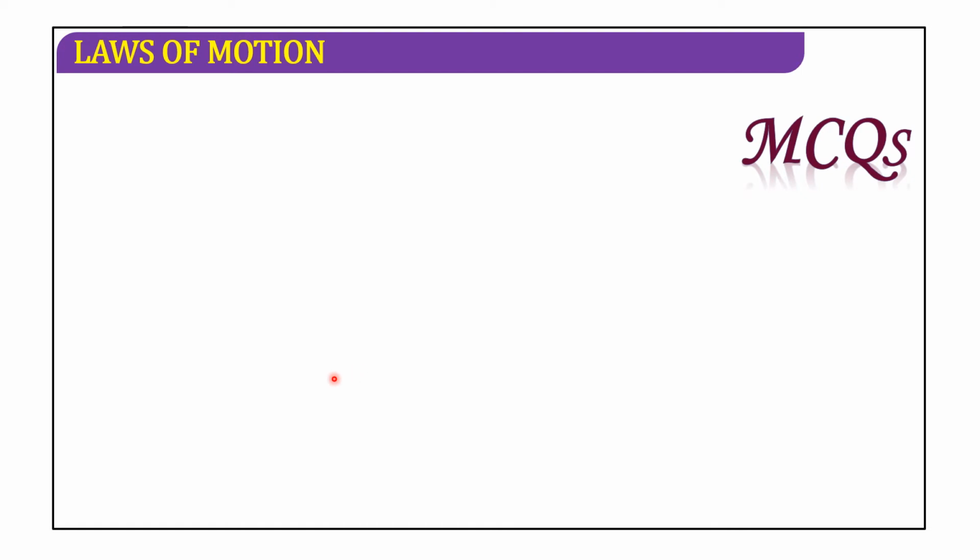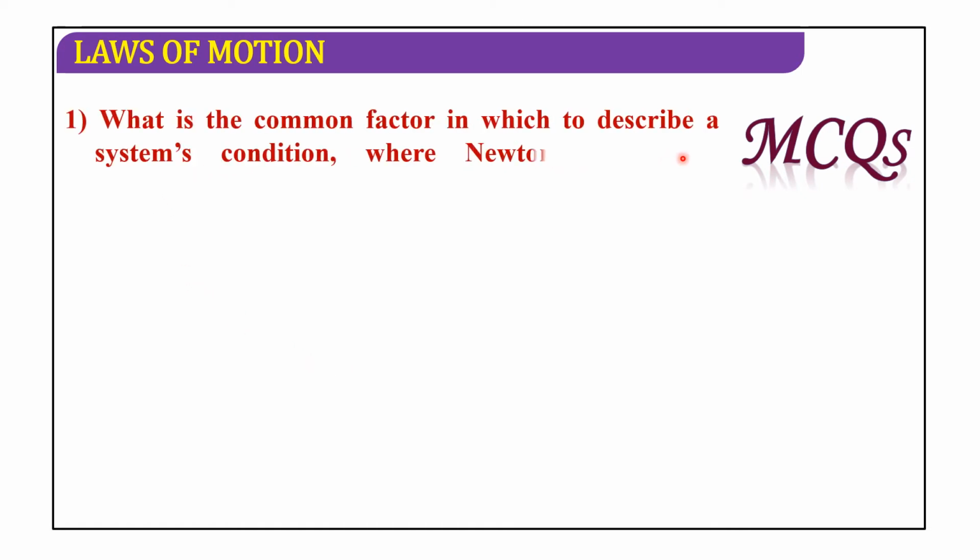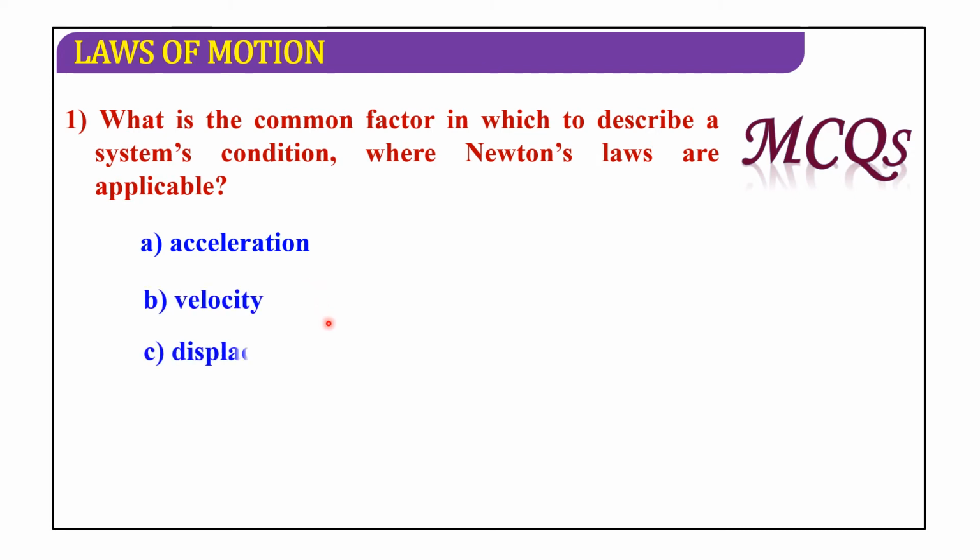Now let us discuss MCQs. What is the common factor used to describe a system's condition where Newton's laws are applicable? The options are acceleration, velocity, displacement, speed. Here, what is the common factor used to describe a system's condition where Newton's laws are applicable? Acceleration.